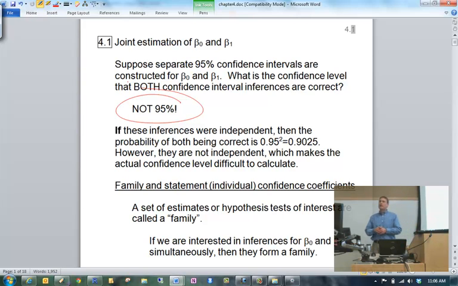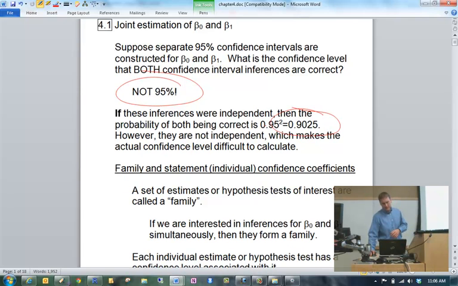Instead, it's going to be something typically lower than 95%. The problem is it's kind of difficult to figure out exactly what that level is. If you could actually say that these inferences were independent of one another, one could use a binomial distribution and find that the confidence level that both inferences are working as intended would be 0.9. But the thing is that these inferences are not independent of one another, so you can't exactly do that.